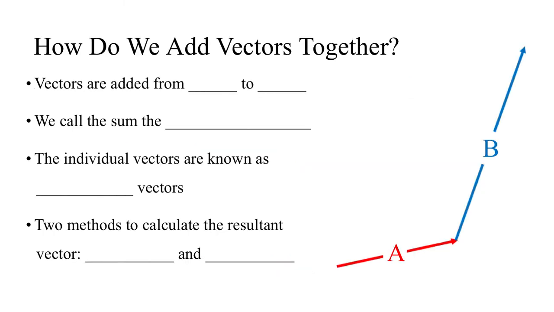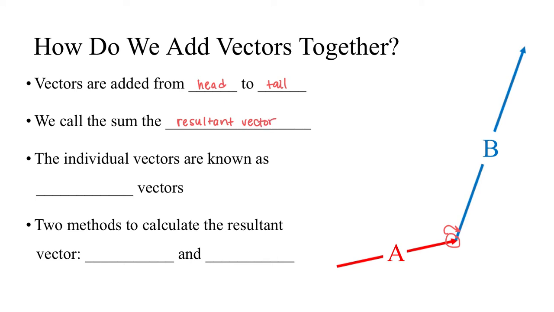So now that we know what vectors are and we know how to report their directions, how do we add them together? Well, we add vectors from head to tail. Meaning if I take the head of one vector, like for example on the right-hand side, I take the head of A and connect it to the tail of B. That would be A plus B. And we call the sum of two vectors the resultant vector.